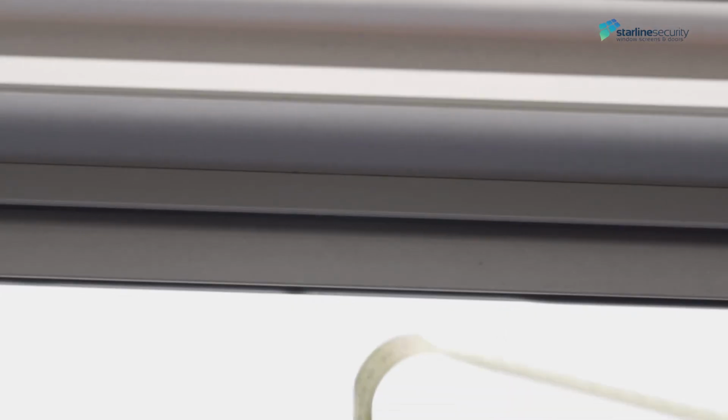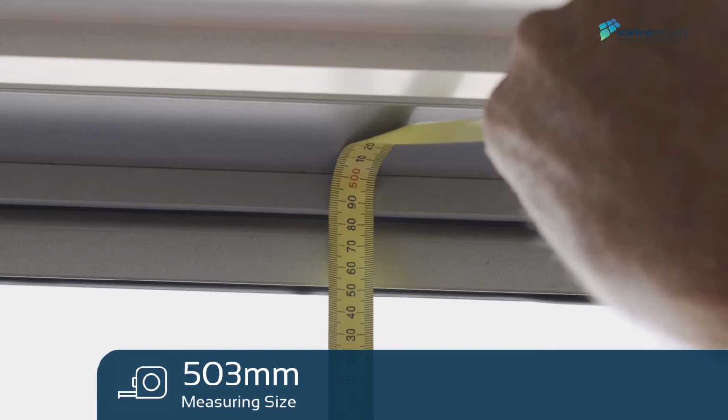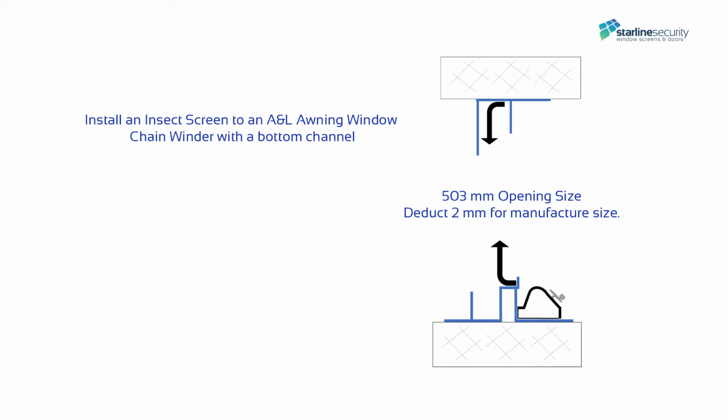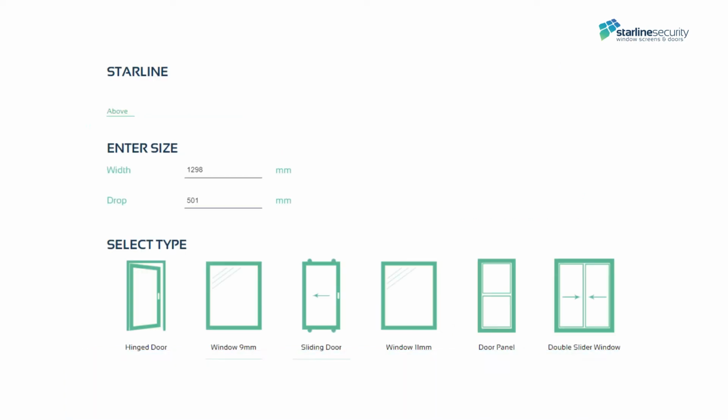Measure the drop from the bottom of the channel where the insect screen will sit to the top of the window frame. The opening size is 503 millimeters. Deduct 2 millimeters for a manufacture size of 501 millimeters. If the measurements are correct, you can add them to the ordering portal and complete your quoting process.